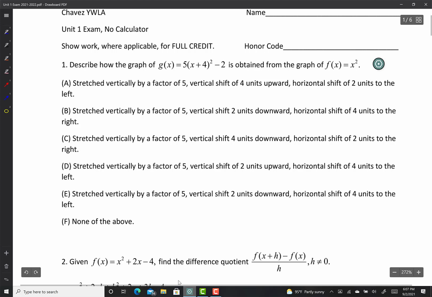But let's go ahead and talk about this exam and see if the questions were fair and legit. So here we go. Question number 1.